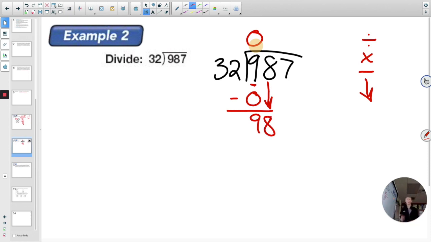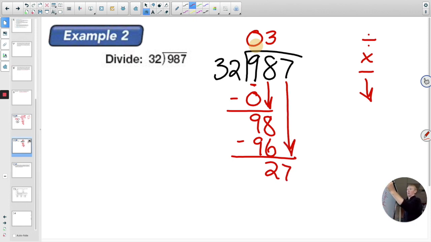Well, I know 32 times 2 gives me 64. 32 times 3 would give me 96. So I'm going to put a 3 up here. Now I multiply. 32 times 3 is 96. Subtract. Bring down. And then I'm back to the top. Back to the divide step. 27 divided by 32. Can't do it.